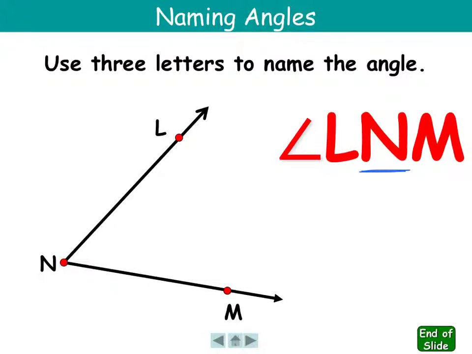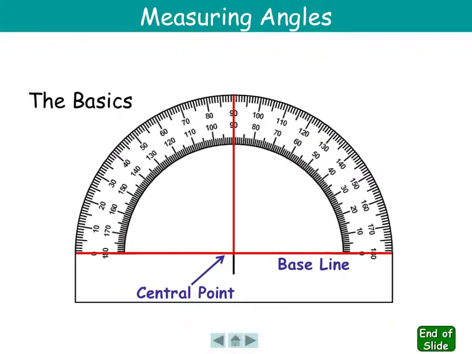You don't need to write this down, okay? This is just another example. If you have the previous slide, you will be fine. But we use 3 letters, L, N, M, to name the angle. And we always make sure that our N, or our vertex, is in the center, okay?